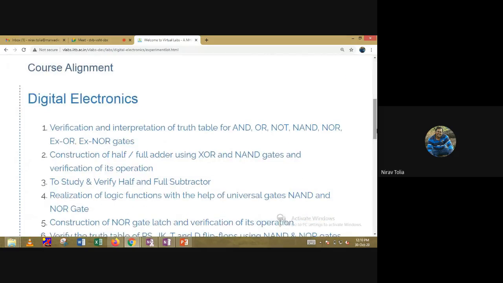So let's see, the first experiment is the verification and the interpretation of the basic logic gates. So the basic logic gates, you can say AND, OR, NOT, NAND and NOR, we already covered. The second one is the half adder, full adder, half subtractor, and the full subtractor. So that's also we covered. The next experiment is to study and verify the half and the full subtractor.